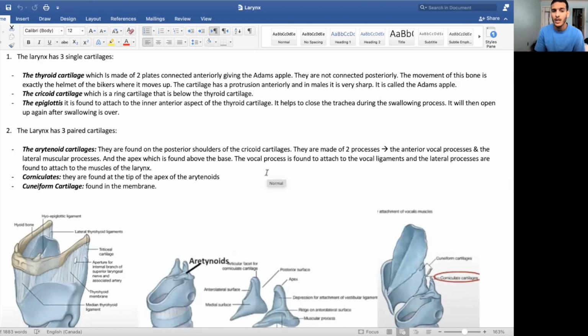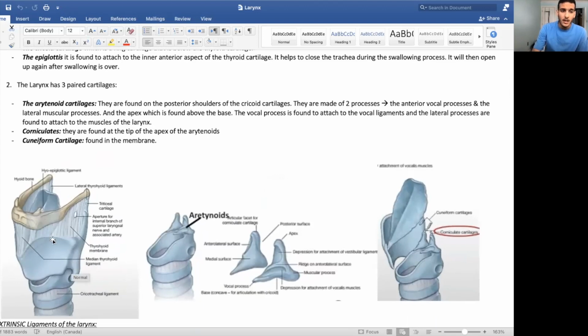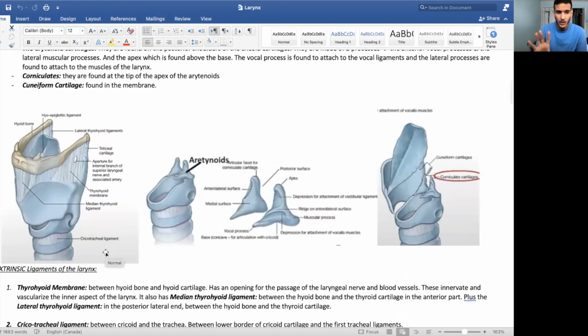I would advise to look at more images, look at how they move on an animation on Google or something, and so you will get the idea. It's pretty straightforward, and it's very nice to study those things. Just before I move on, I'll discuss the membranes later, since they're just part of the ligament. Right now we've gone through the cartilages that make up the larynx, and now we're going to dive into how they're connected and their motions.